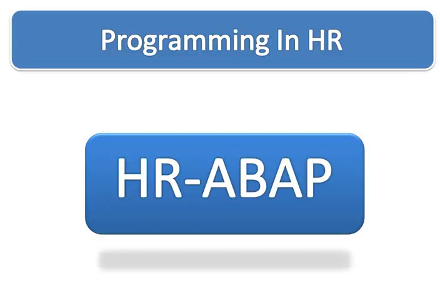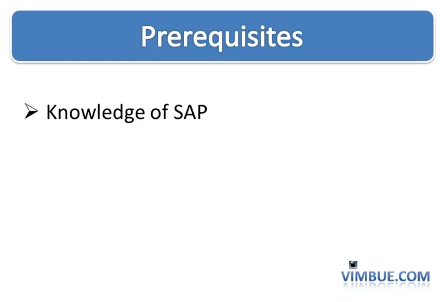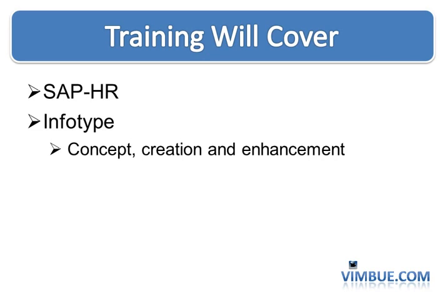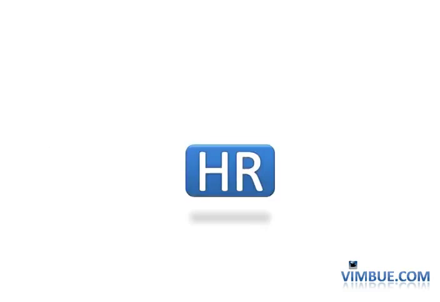Hello, everybody. This session is about programming in HR, which is called HR ABAP or ABAP HR at times. The prerequisites to this training is the knowledge of SAP, and good to have is the knowledge of ABAP. The training is going to cover the introduction to the module HR of SAP and introduction to InfoType, its concept, creation, and enhancement, and why and how ABAP HR is different from conventional ABAP.